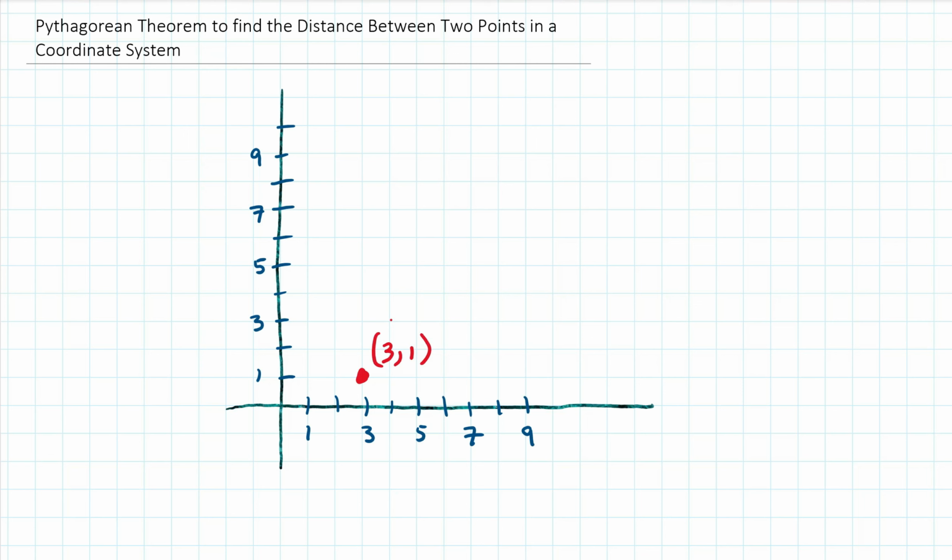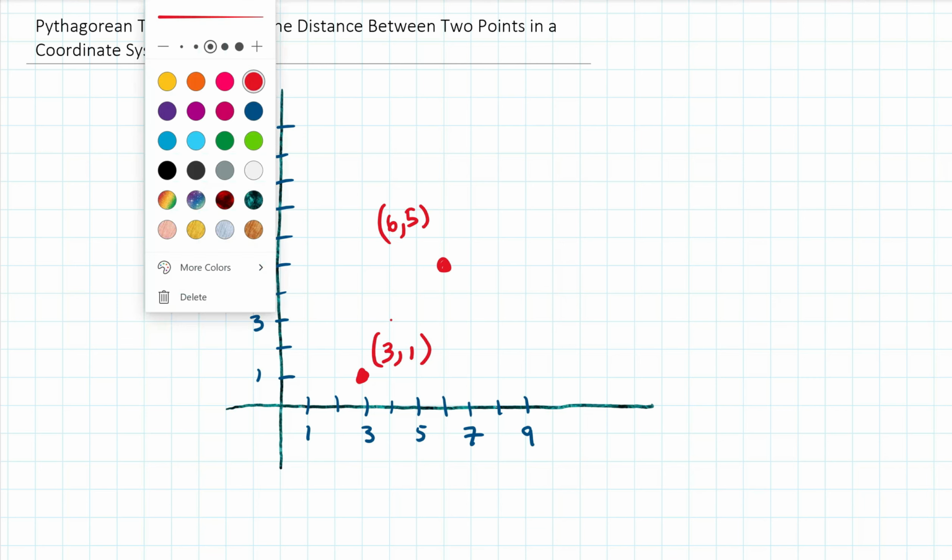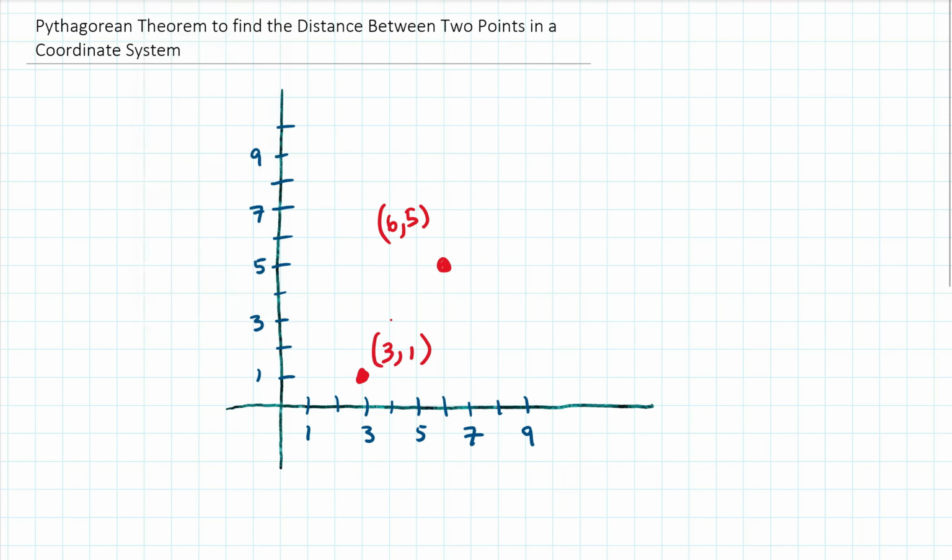And the other point will be (6, 5). So we'll go to 6 in the x direction and then up 5. So (6, 5). Alright, so (3, 1) and (6, 5). The next thing I'm going to do is just connect those dots. Okay, so what we're trying to do is find the distance of that line from (3, 1) to (6, 5).